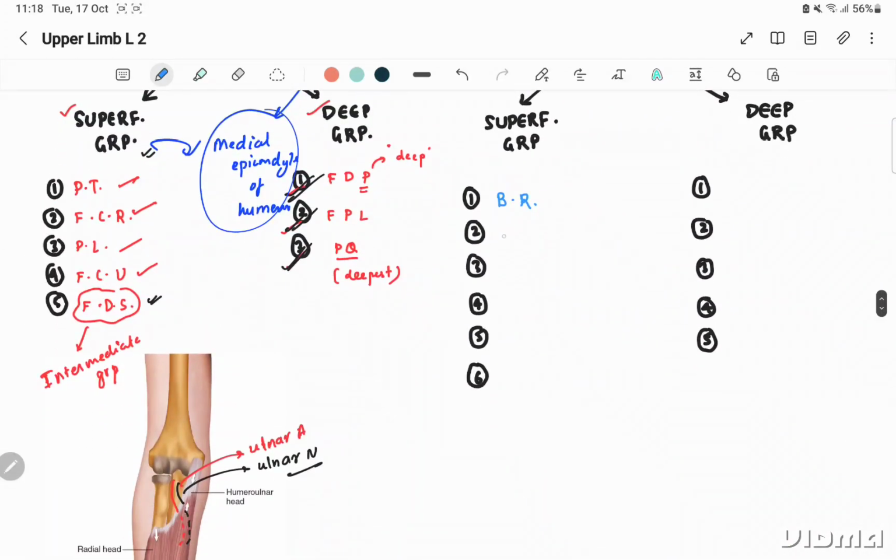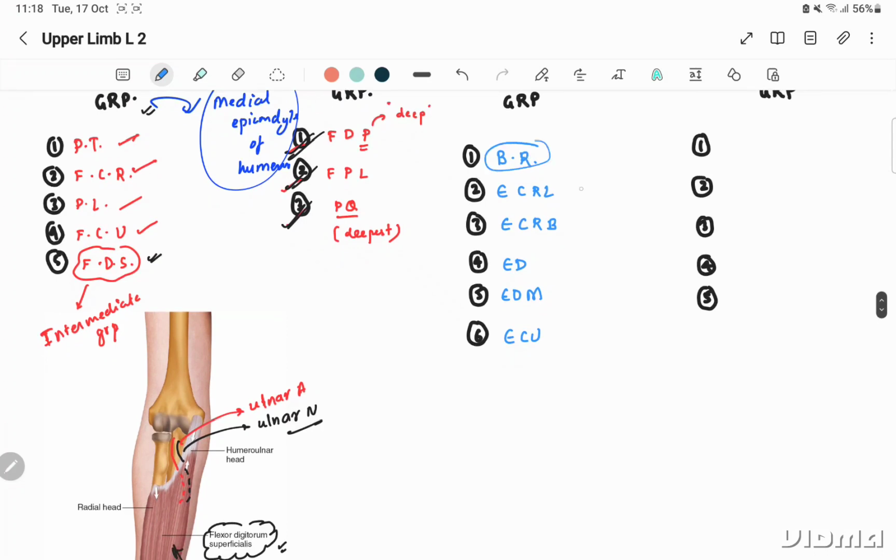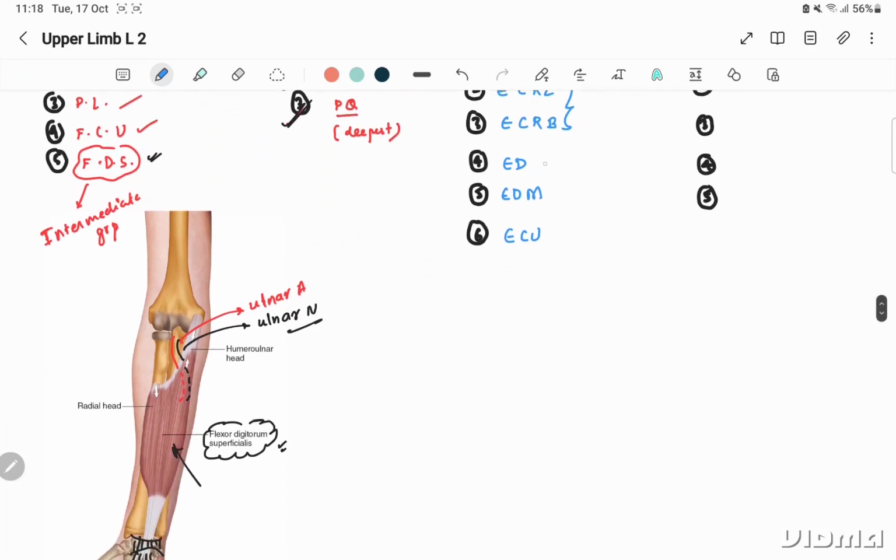Then we have the extensor carpi radialis longus, extensor carpi radialis brevis, extensor digitorum, extensor digiti minimi, extensor carpi ulnaris. So we have the brachioradialis, the ECRL, ECRB, the extensor digitorum, the extensor digiti minimi, and the extensor carpi ulnaris. Minimi here means little finger.